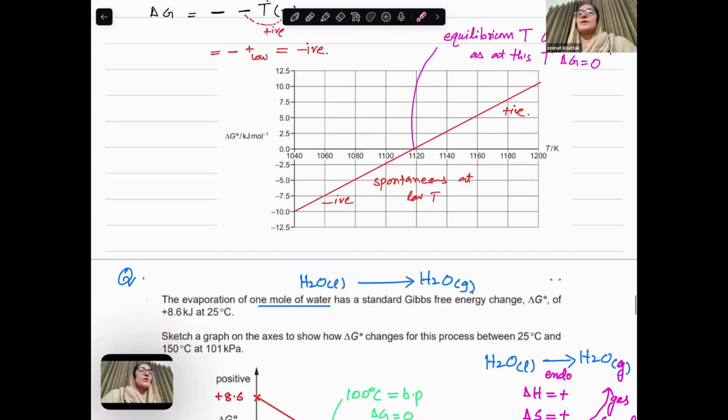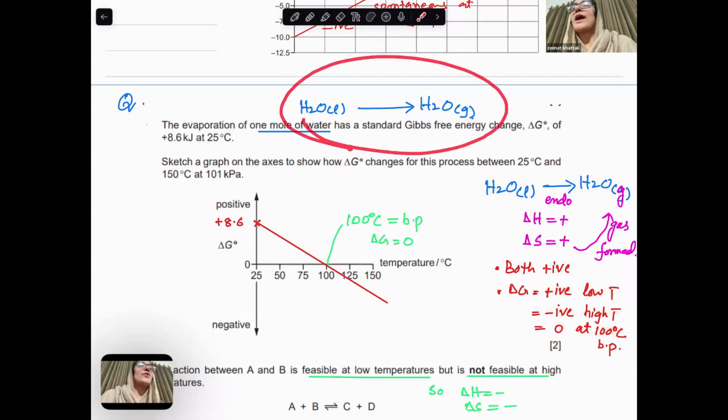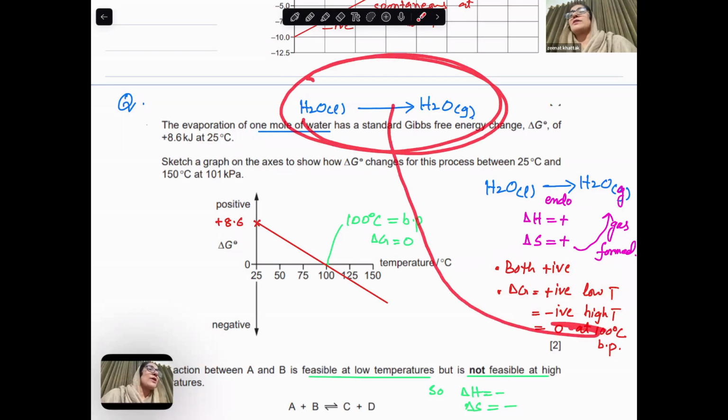Look at this question. Read this: the evaporation of water, liquid into gas. Now when you evaporate water, you provide heat, so it's endothermic. Positive. There is gas, so delta S is also positive. Both are positive. If both are positive, the delta G is positive at low temperature, negative at high temperature, zero at equilibrium. It's liquid to gas, the boiling point.